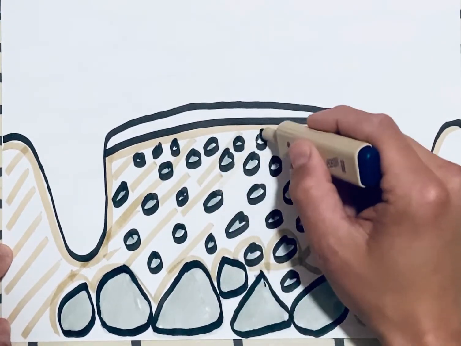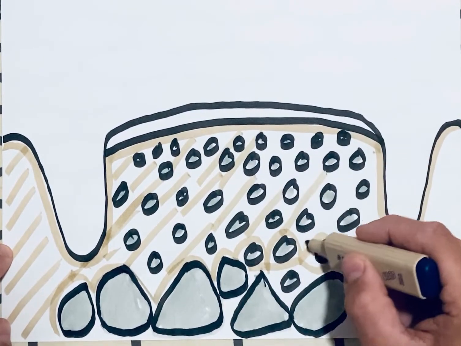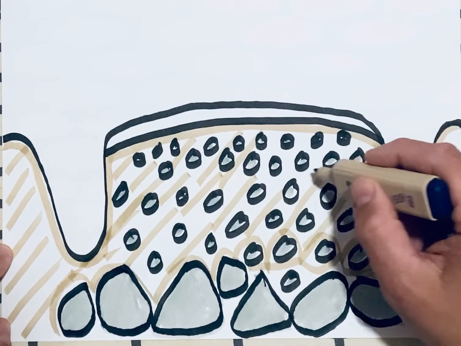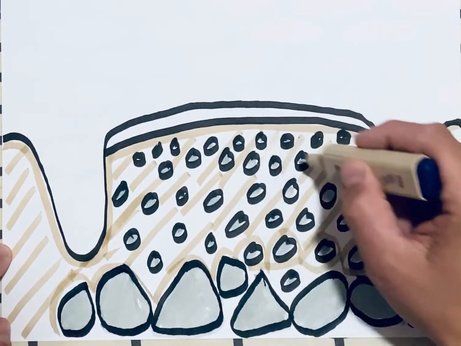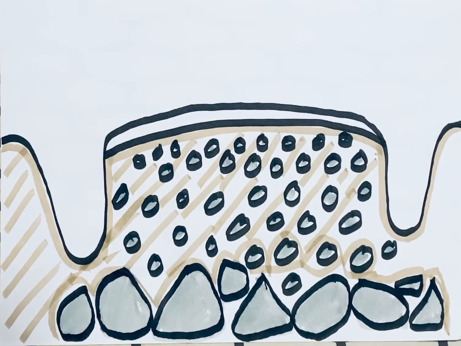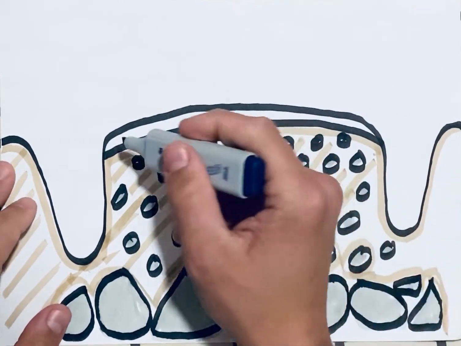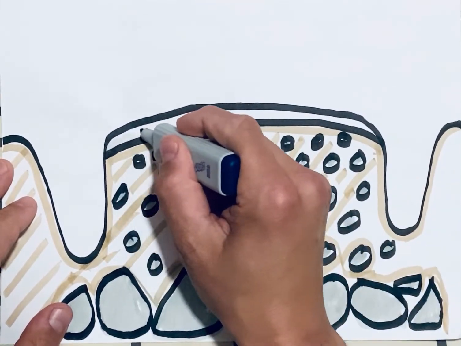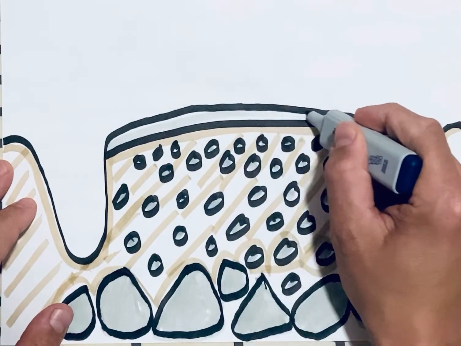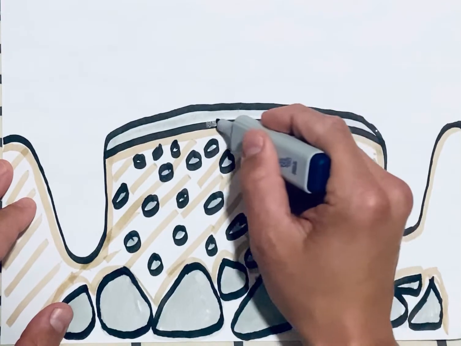Good job. Very good. Good job, boys and girls. There we go. Very good. Wow, that looks wonderful. And now we're going to take some gray to attach to our gravel up top. So here we go, gravel. Here's our gravel.